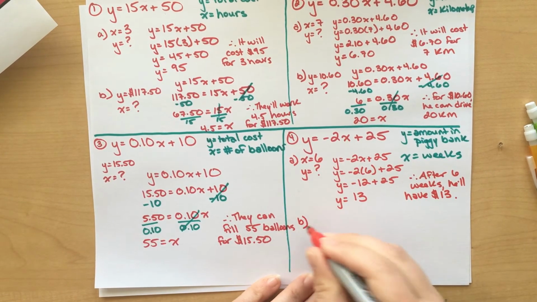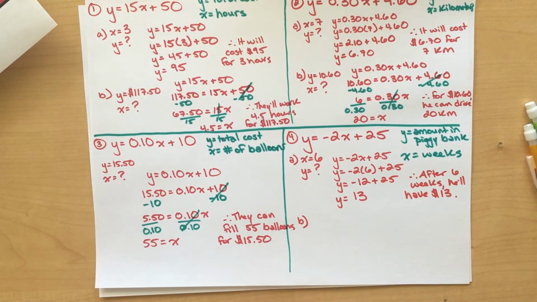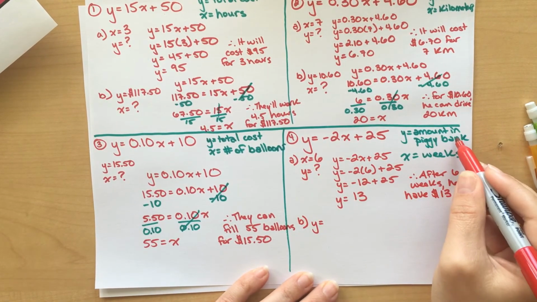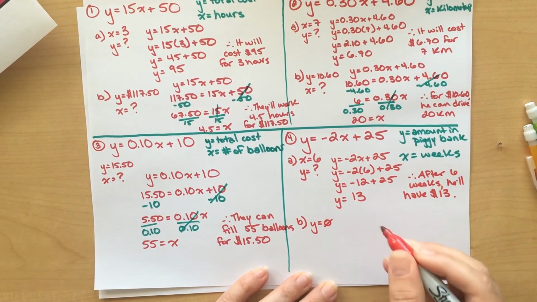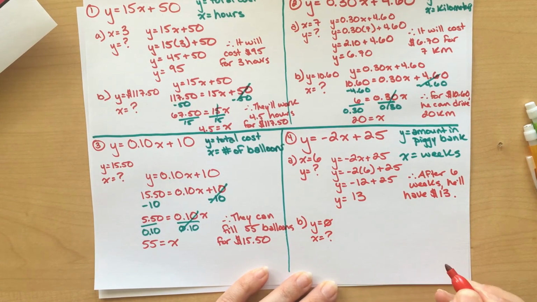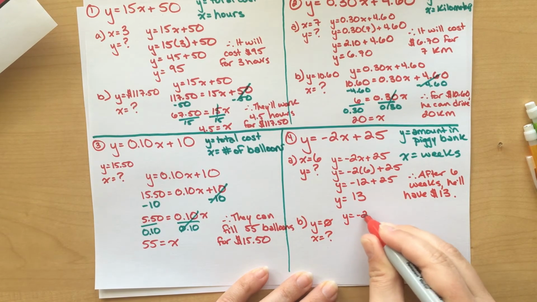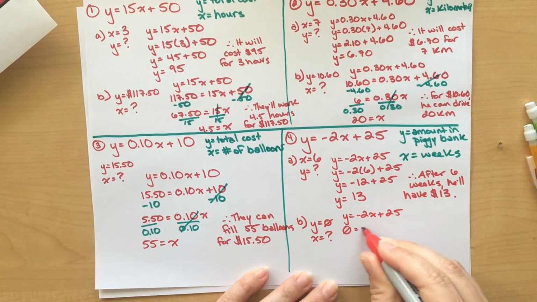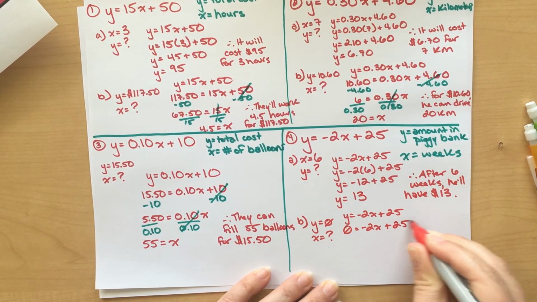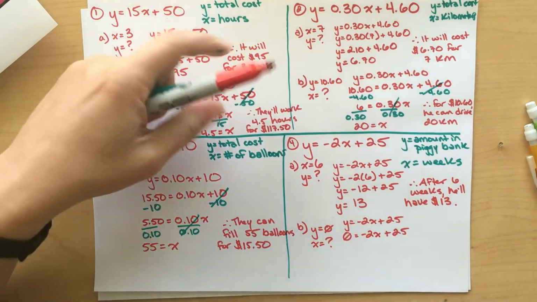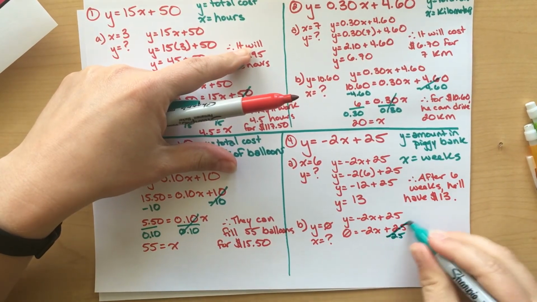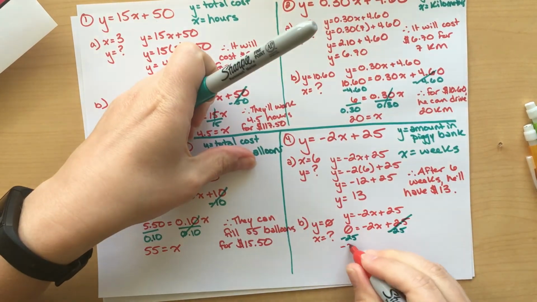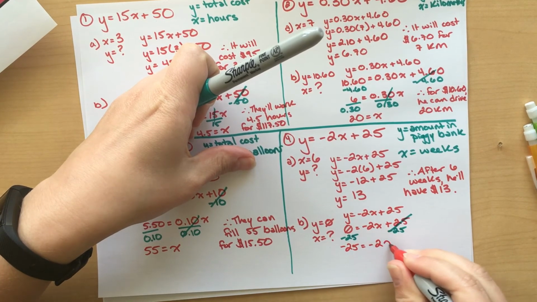Okay? And B, how long would it take for his piggy bank to be empty? Okay? So using that kind of information, we know the amount in piggy bank, if it is empty, will be equal to 0. We need to know how many weeks it will take for that. So here's our equation. Let's make y equal to 0, and then we'll figure out what x will be.